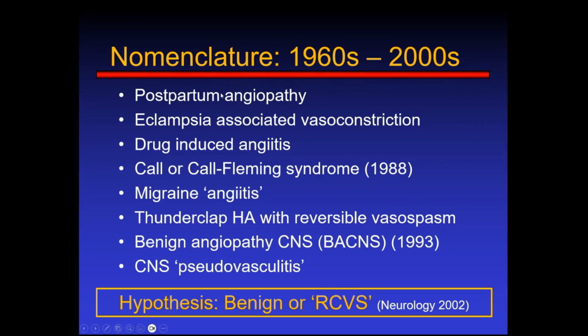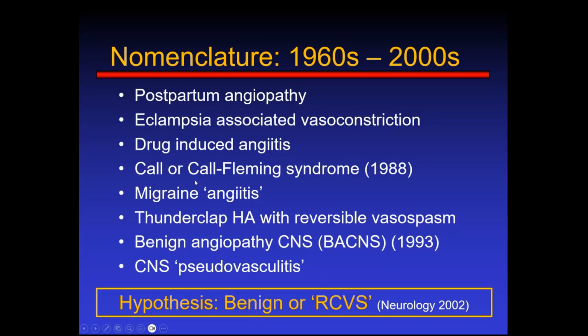So the obstetricians were calling this postpartum angiopathy in women who developed it after delivery. Migraine angiitis, the rheumatologists were calling it benign angiopathy because it was kind of like a vasculitis, but didn't behave like it because of its spontaneous improvement. So they thought it was a benign vasculitis or angiopathy.